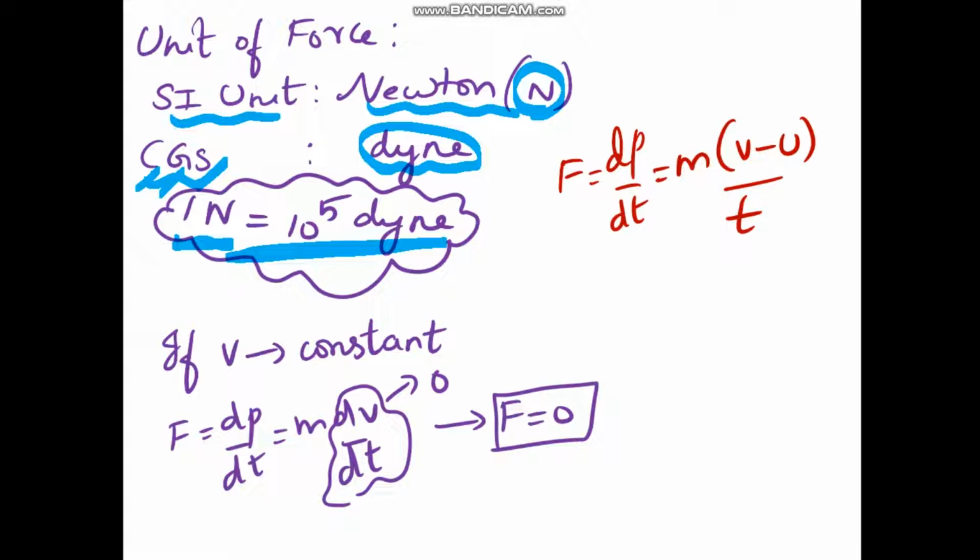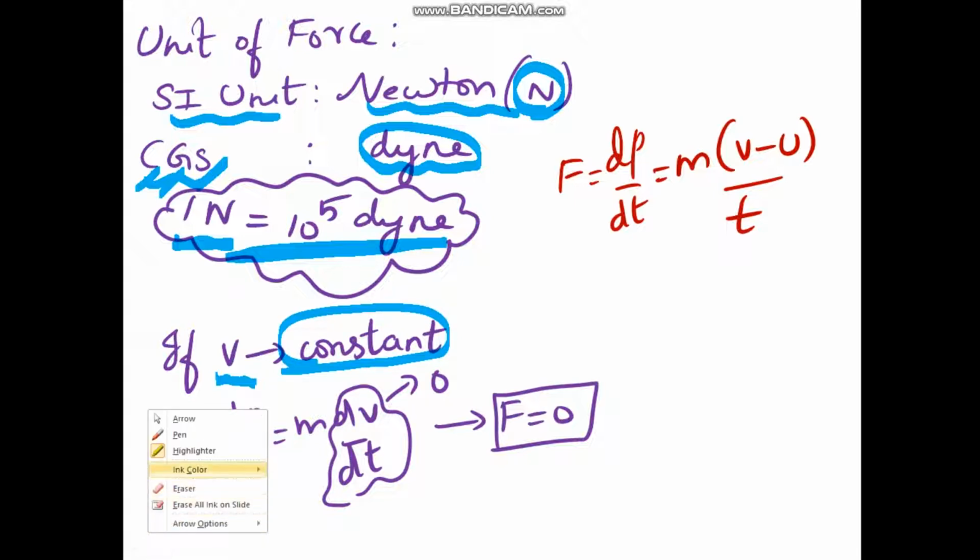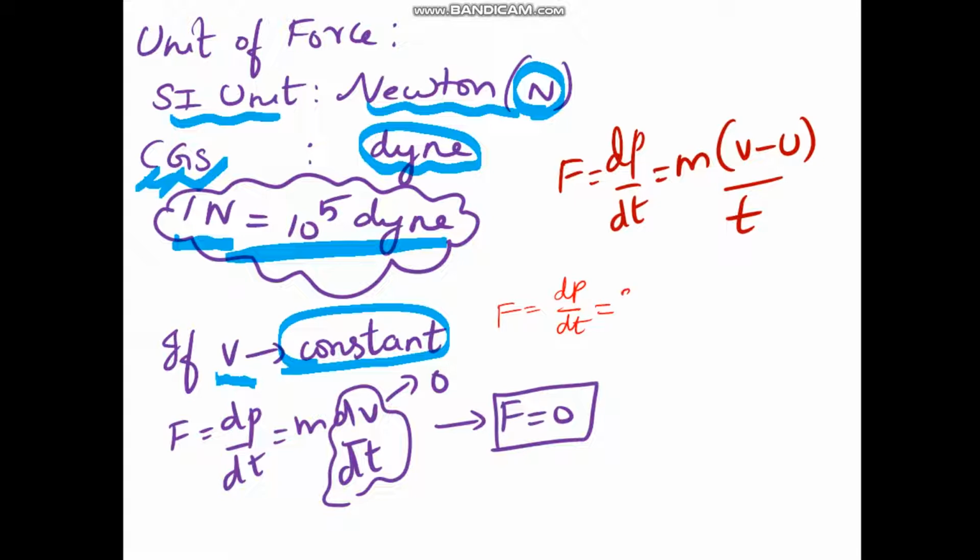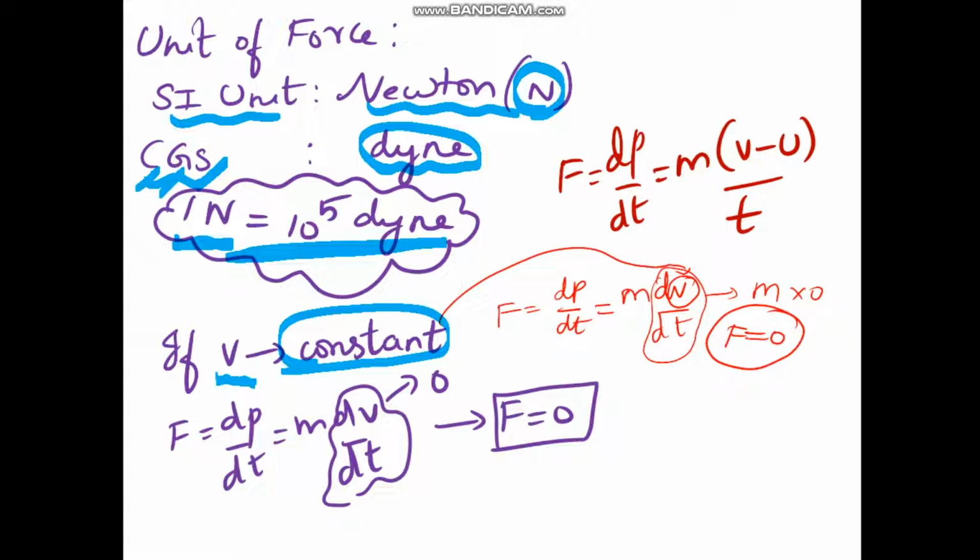Suppose they give that velocity is constant, and they ask what is the force acting on it. We know that force is equal to dp by dt, so that is equal to m into dv by dt. Here velocity is constant, so the rate of change of velocity will be 0. Because the velocity is not changing at all, the rate of change of velocity is 0. So m into 0, force is equal to 0. If velocity is constant, then the force acting on the body is 0.